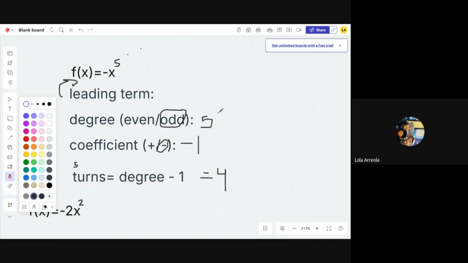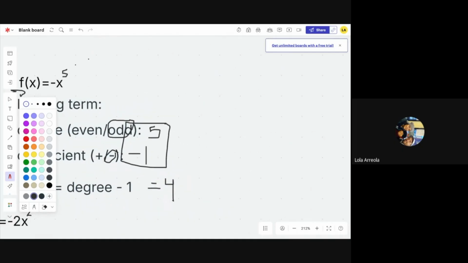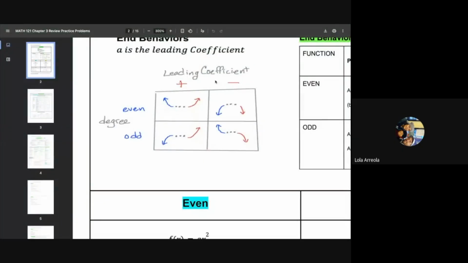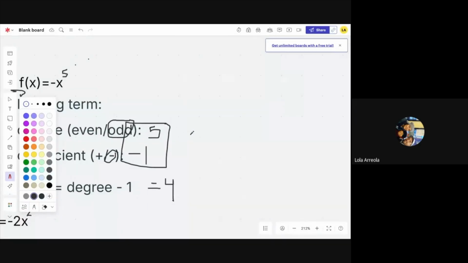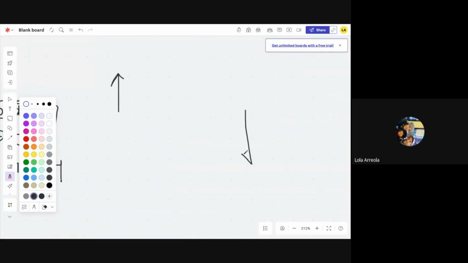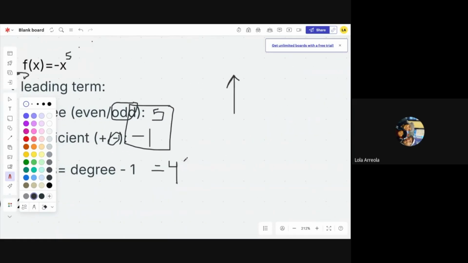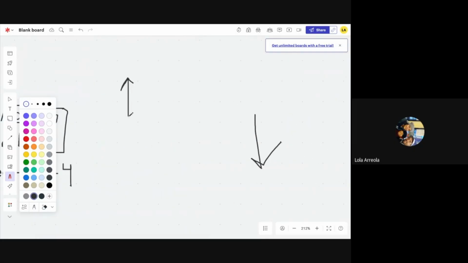So let me look, using these two sets of information about the leading term, I should know what the graph looks like. So now my coefficient is negative and my degree is odd. So negative and odd, I have an up, down end behavior scenario. So I know my graph starts like this and ends like this, and in between is the number of turns. I should have 4 turns.